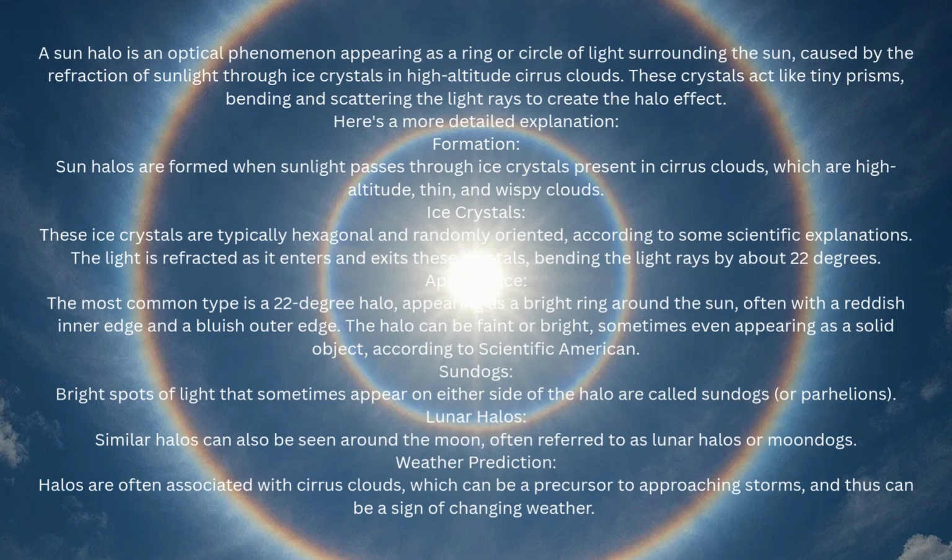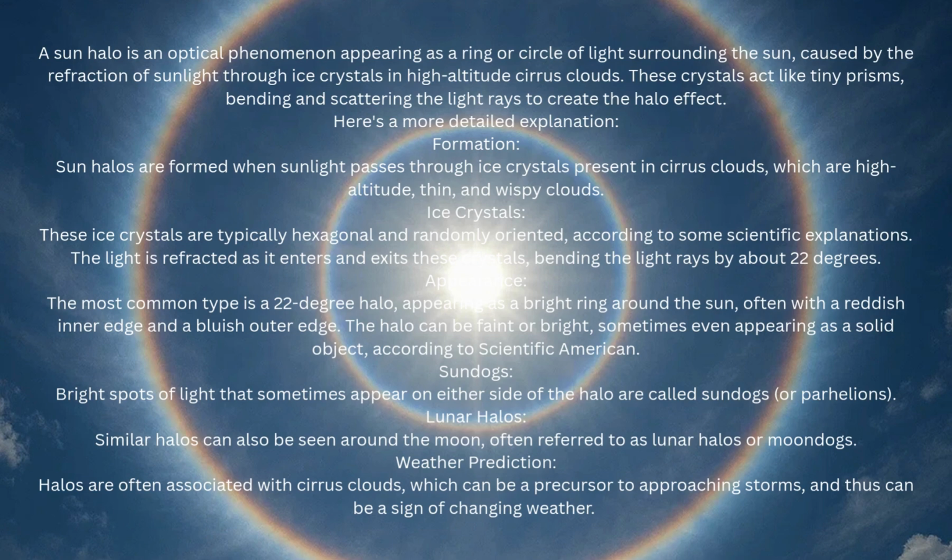Formation. Sun halos are formed when sunlight passes through ice crystals present in cirrus clouds, which are high-altitude, thin, and wispy clouds. Ice crystals. These ice crystals are typically hexagonal and randomly oriented, according to some scientific explanations. The light is refracted as it enters and exits these crystals, bending the light rays by about 22 degrees.